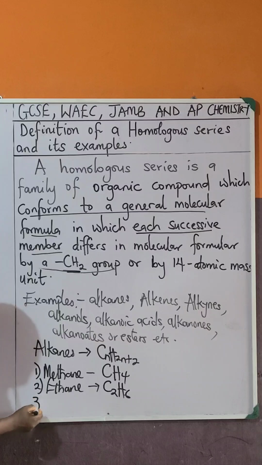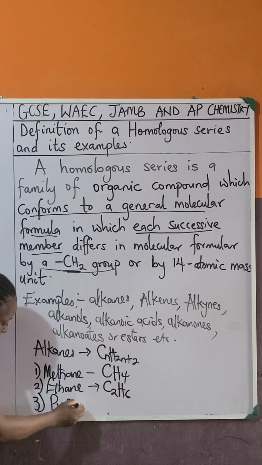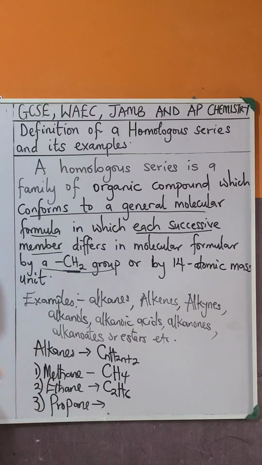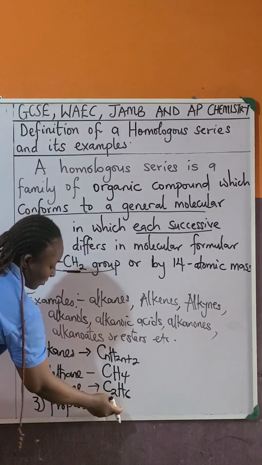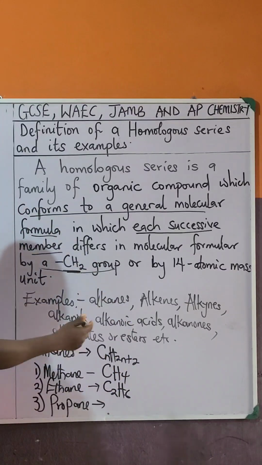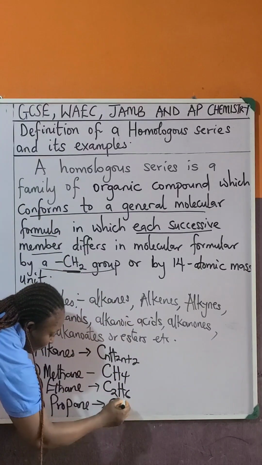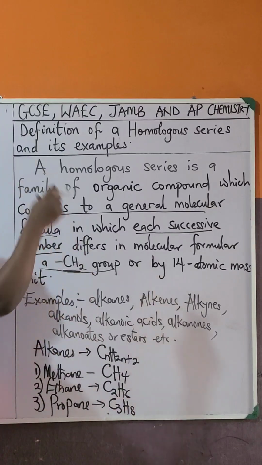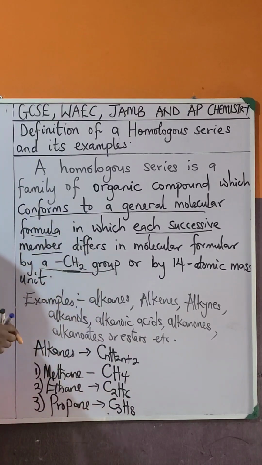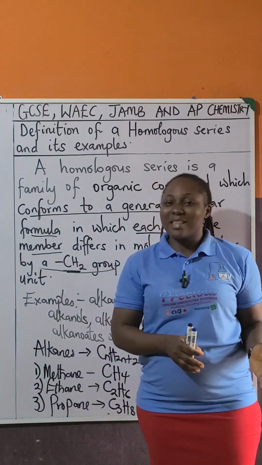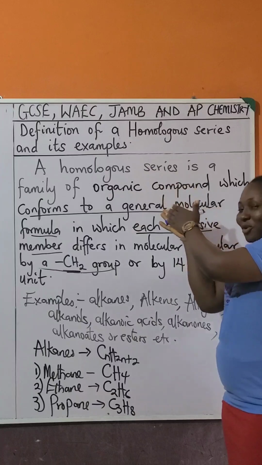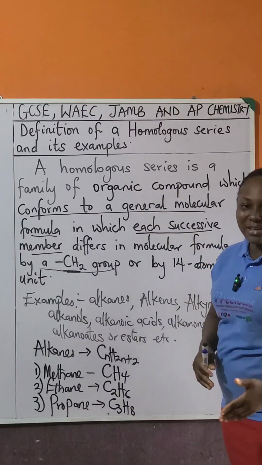So the third member, which is propane, will also differ from the second member because you differ from the successive member. So it will also differ from the second member by a CH2 group. So we add it up, it will be C3H8. And this is how the members of the alkane family will continue to progress till you get to where you want to get to. So hope now you can see how this child's story of age differences in their family relates to the homologous series, which is also a family of organic compounds.